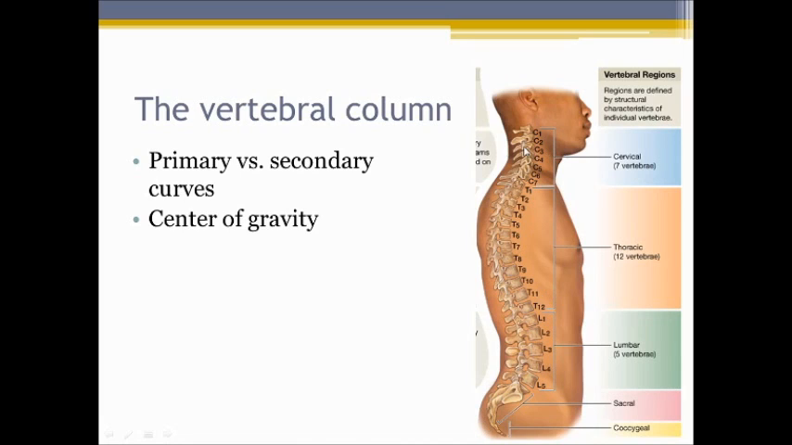The secondary curves are the cervical curve and the lumbar curve. The cervical curve starts to develop when the baby can hold its head up by itself. So it develops this lordosis when able to hold the head up. The lumbar curve forms when the baby starts to walk by itself.